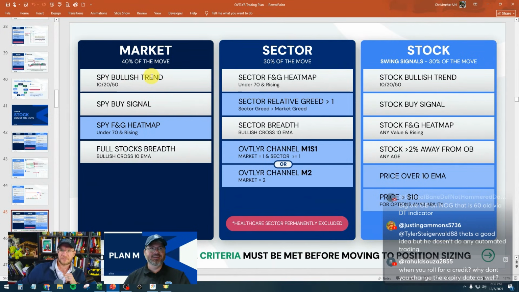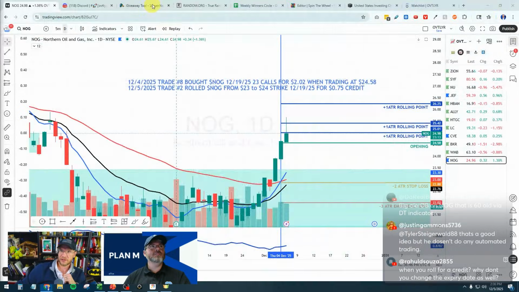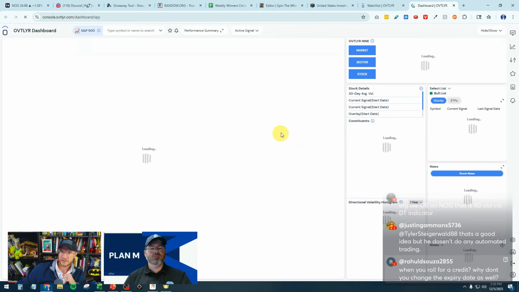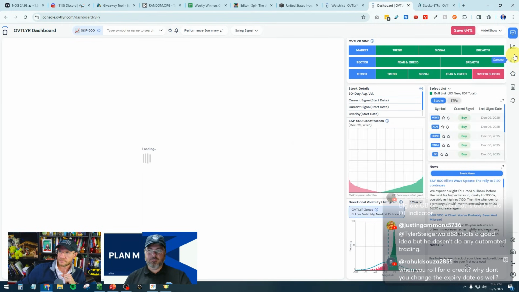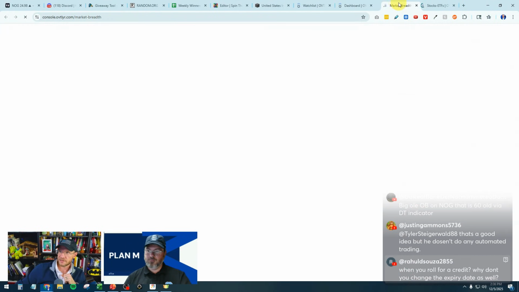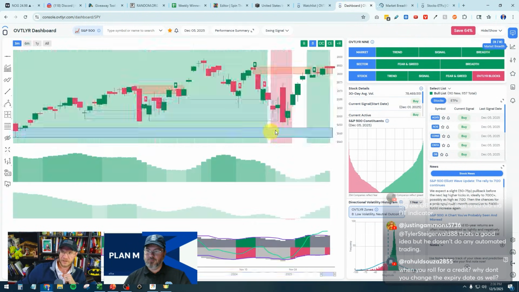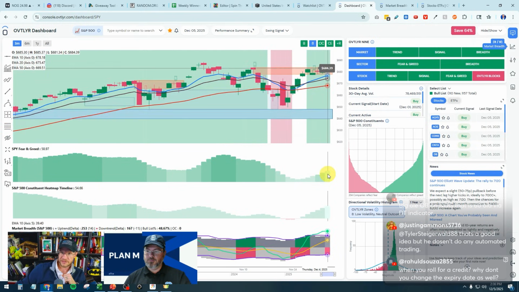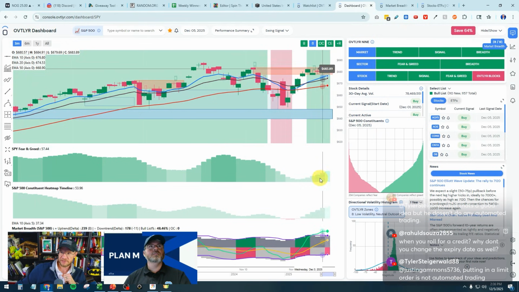Let's go look. The SPY has a bullish trend with a buy signal, the fear and greed heat map, and the breadth. Let's go take a look. So SPY has a buy signal. The SPY has that buy signal. The SPY is getting more greedy. It's at 58.97, so it's under 70 and rising, which is what we're looking for.